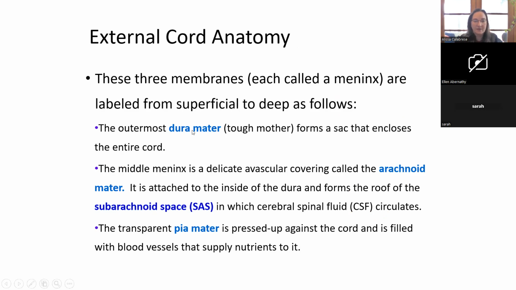So again, dura mater is the toughest, the outermost layer. The middle, meninx is the singular of meninges, is going to be the arachnoid mater. And then below that arachnoid mater is a space called the subarachnoid space before you get to the pia mater. The pia mater is the one that is touching the brain and spinal cord. The subarachnoid space is the area between the arachnoid and pia where we find cerebrospinal fluid.